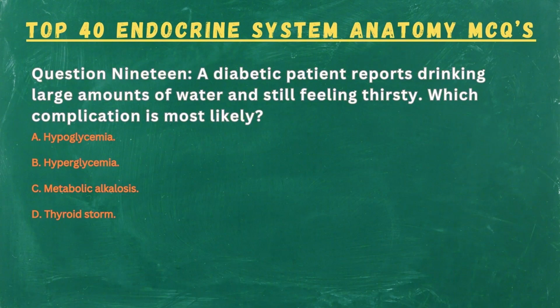Answer. C. Muscle pain and shortness of breath. Question 19. A diabetic patient reports drinking large amounts of water and still feeling thirsty. Which complication is most likely? A. Hypoglycemia. B. Hyperglycemia. C. Metabolic alkalosis. D. Thyroid storm. Answer. B. Hyperglycemia.